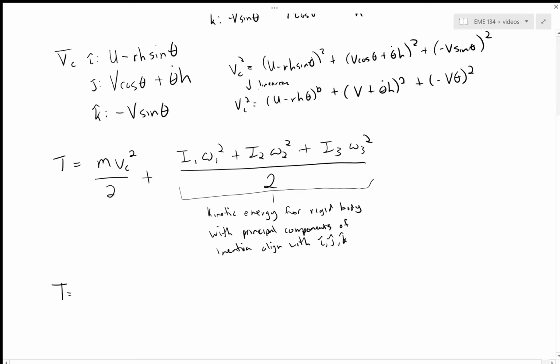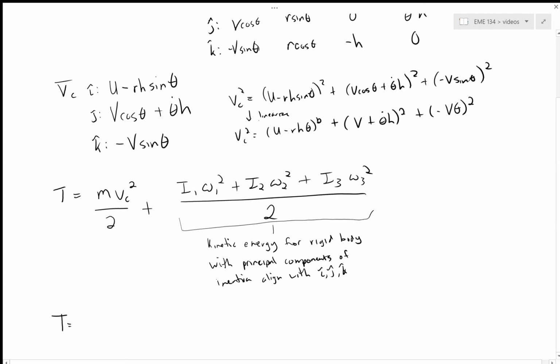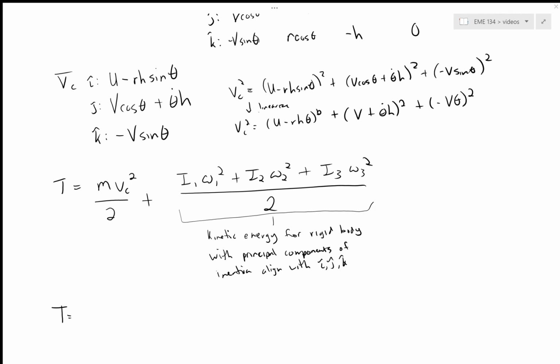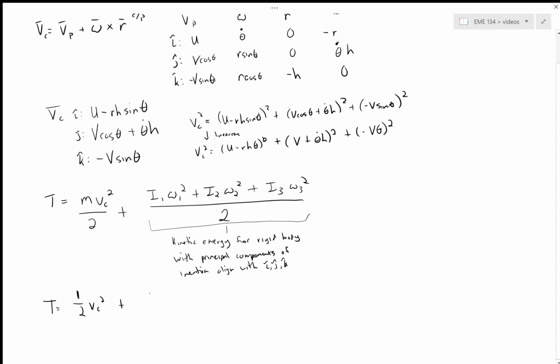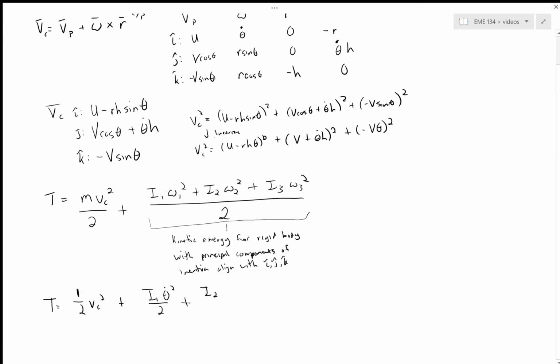So we can do that. I'm going to have just 1/2 mv squared, but then I'll go ahead and put in our omega components here so that we get I1 theta dot squared over 2 plus I2 R squared theta squared over 2 plus I3 R squared over 2. And I've gotten rid of the sines and cosines there also.